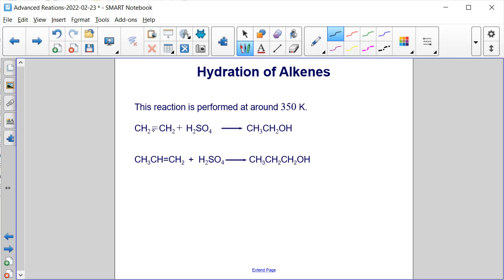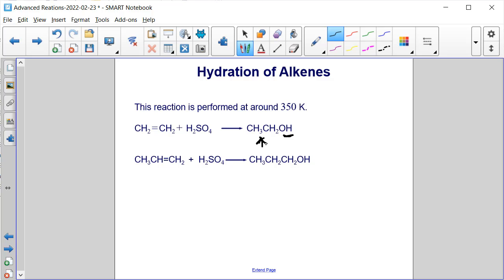So we have CH2 double bond CH2. We're going to break this double bond through the hydration, and then we need to add a water. So CH2 becomes CH3, single bond to CH2, single bond to OH. So there's our hydration. There's OH there, and then one H was added here. So there's our H2O. All right.